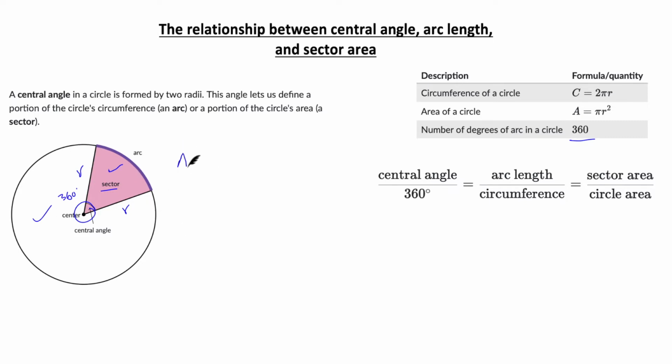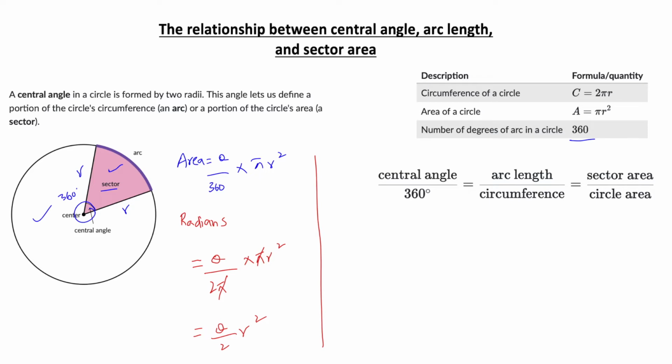So basically the area of a sector becomes central angle theta over 360 into circle area, which is pi r square. And if theta is in radians, then it will look something like this. The area will become theta over 2 pi into pi r square. The pi cancels out and we have theta over 2 into r square. This is only when the angle is in radians. Now let's have a look at the length of the sector.